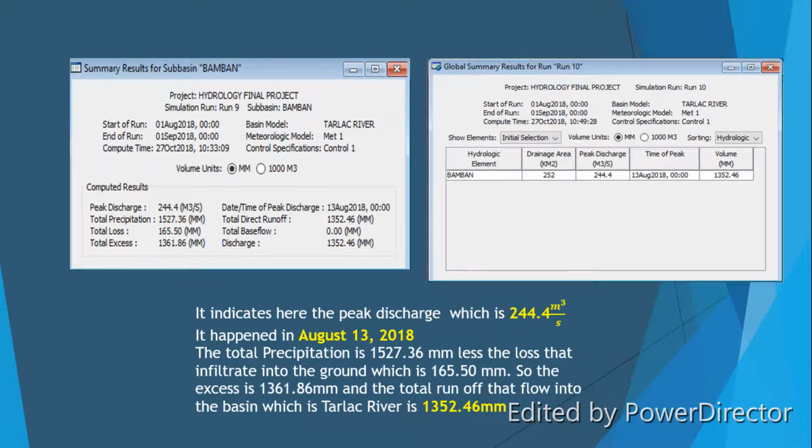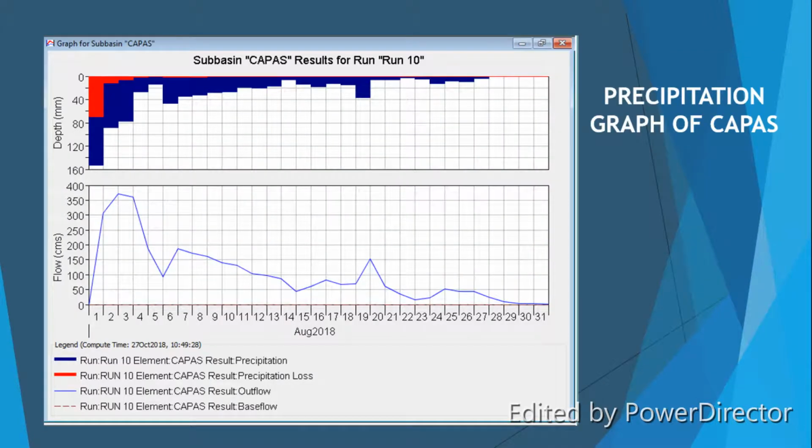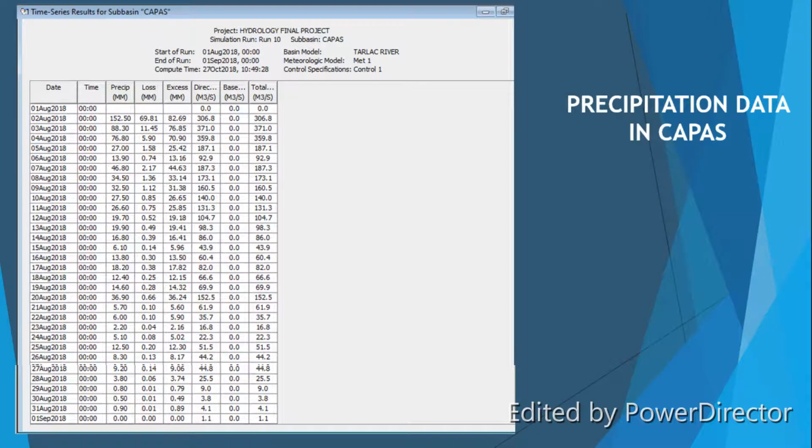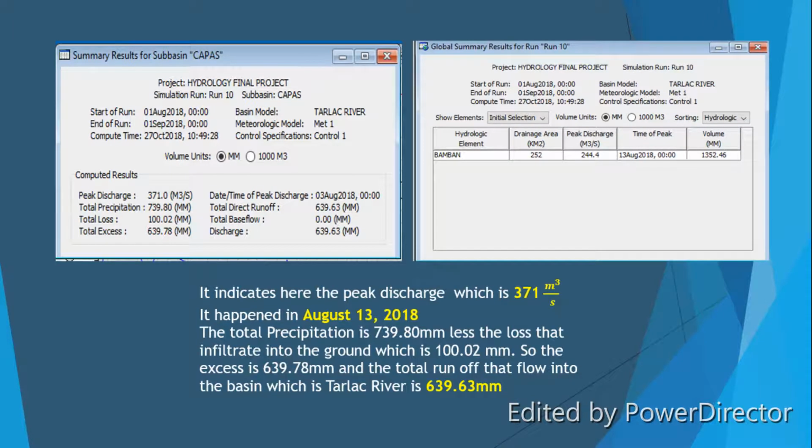1,352.46 millimeters. The precipitation graph of Capas also shows that on August 1, there are more losses than the water that ran off. But in the following days, because of consecutive rainfall and the fast velocity, the runoff is higher than the losses. And the precipitation data that is recorded from August 3 to September 1 shows that there is more runoff than losses. The summary of results for sub-basin Capas.